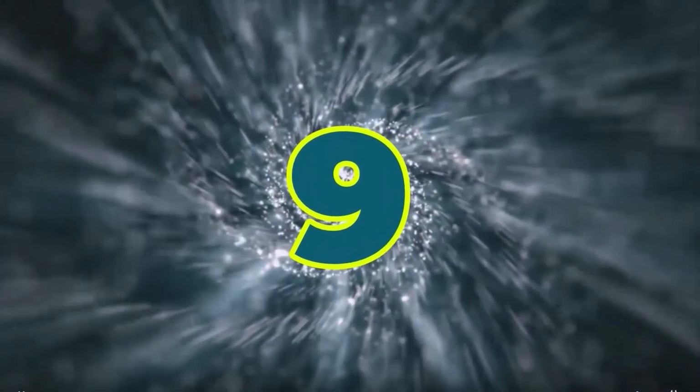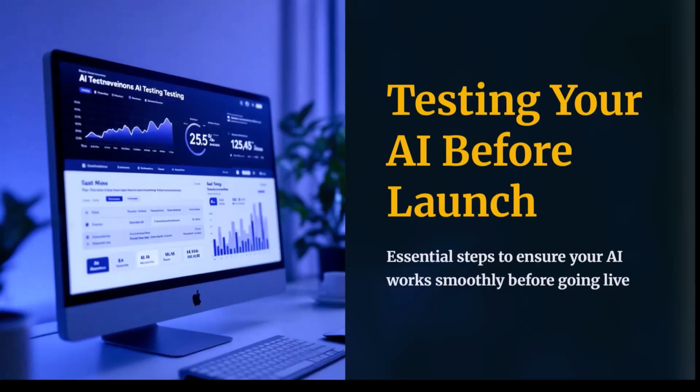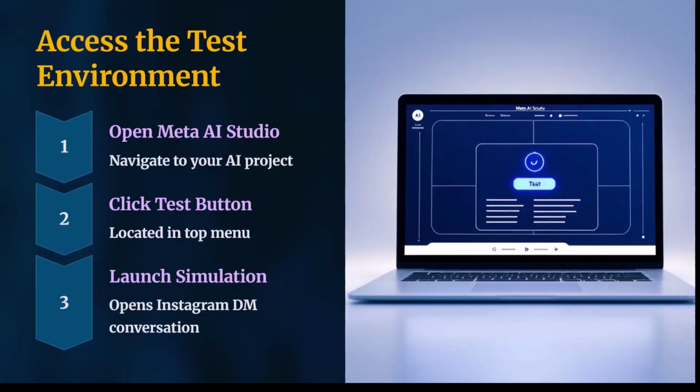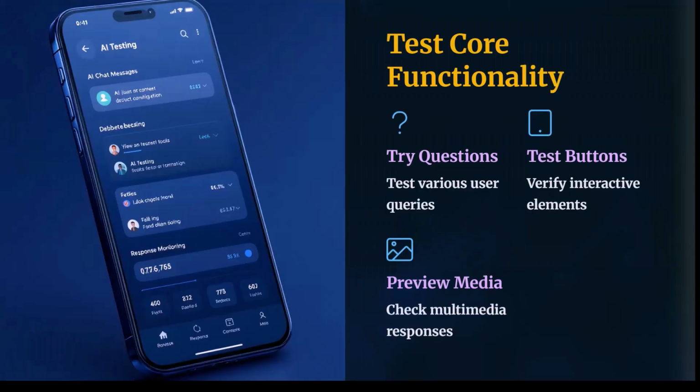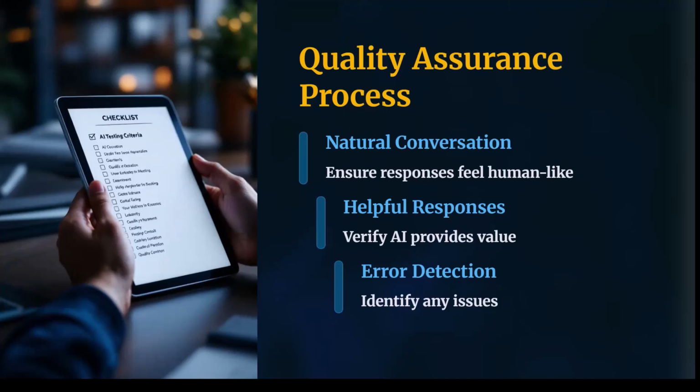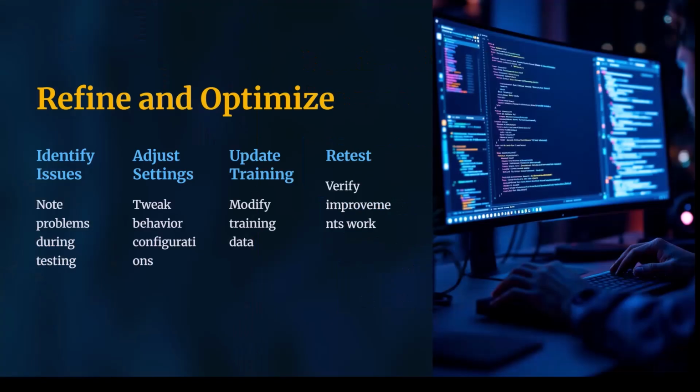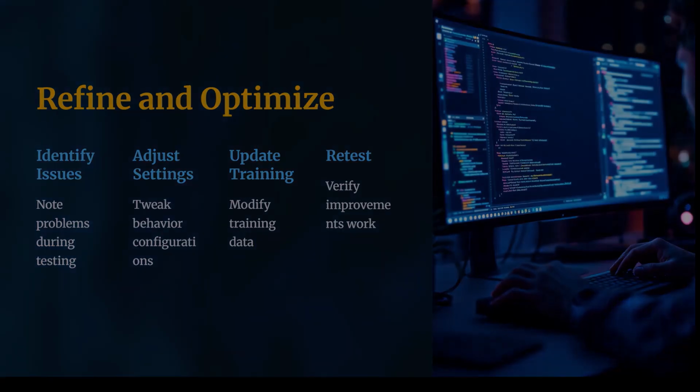Section 9. Testing your AI. Before going live, you'll want to test your AI to make sure it works smoothly. In Meta AI Studio, click the Test button in the top menu. This opens a simulation of an Instagram DM conversation. Here, you can try different questions, test buttons, and preview media to ensure everything feels natural and helpful. If something doesn't work as expected, just go back and tweak your behavior settings or training data.